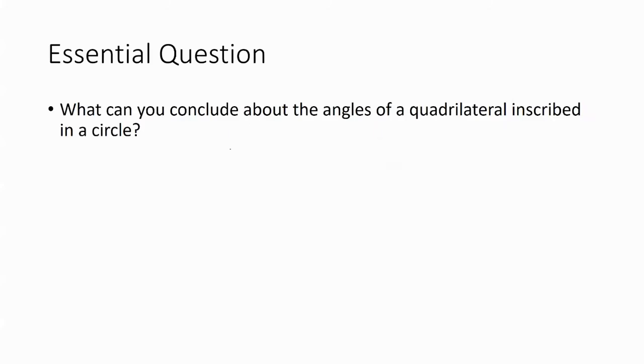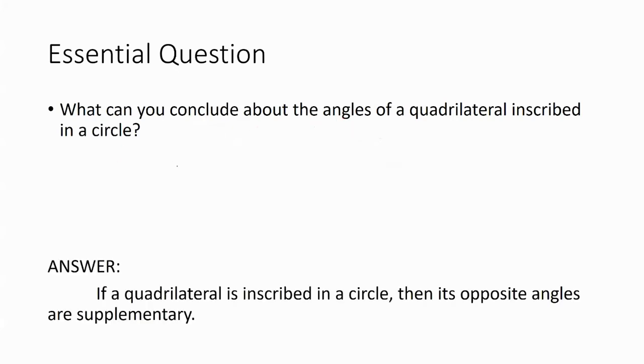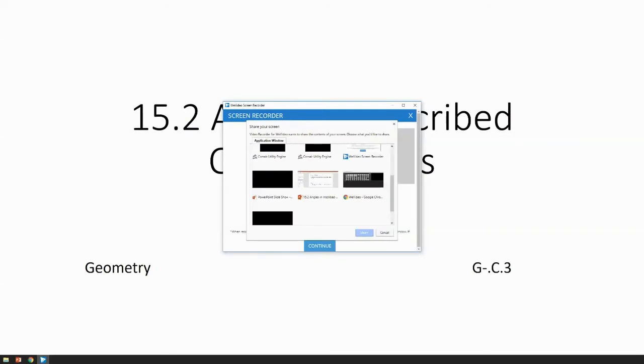All right, so our essential question is, what can you conclude about the angles of a quadrilateral inscribed in a circle? Our shortest answer is, if a quadrilateral is inscribed in the circle, again, that's inside the circle, then its opposite angles are supplementary. And again, what does supplementary mean? Supplementary means that the angles add up to 180 degrees.